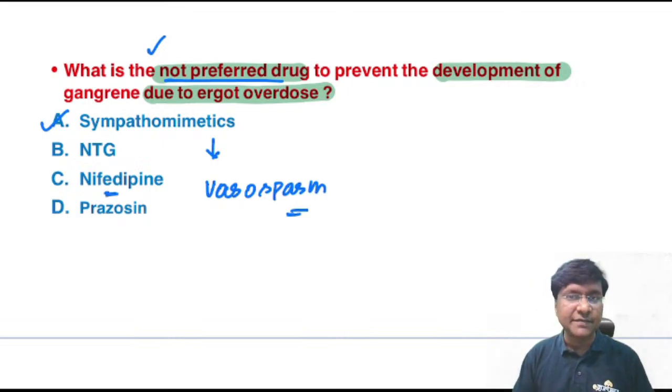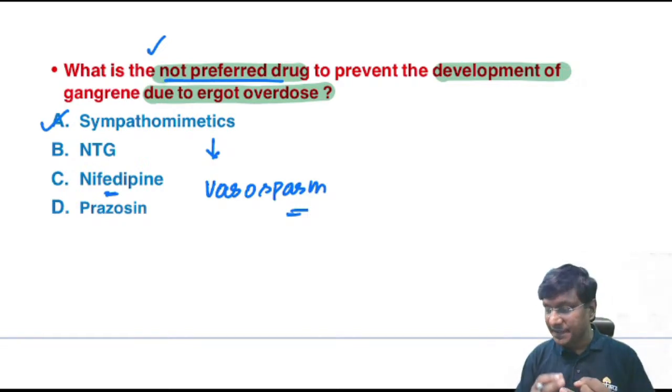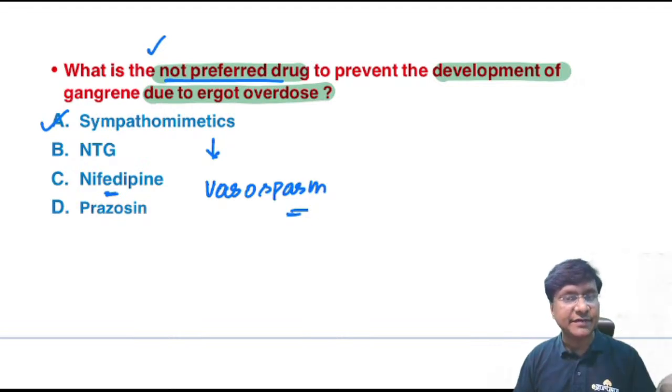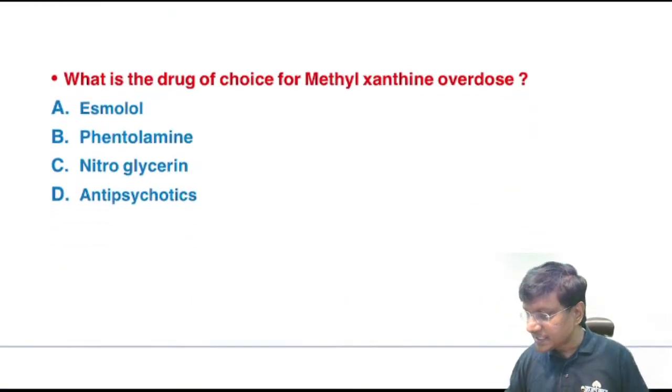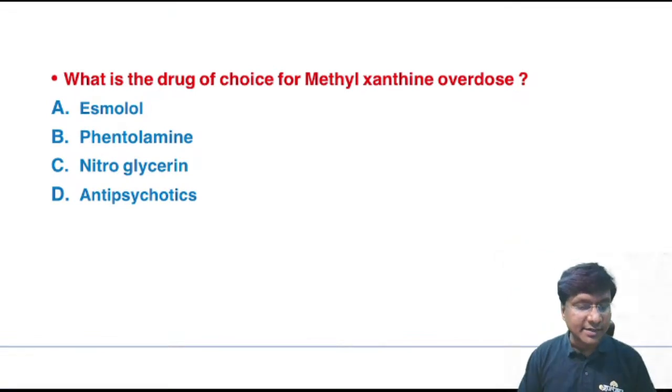Now, what is nifedipine? Nifedipine is a calcium channel blocker, and it can be given because it can inhibit the vasospasm. So nitroglycerin, nifedipine and prazosin can be given to prevent the development of vasospasm and gangrene. But sympathomimetics, if you give, they will further precipitate the vasospasm and induce the development of gangrene in case of ergot alkaloid overdose. This is one of the important PYQs which was asked on drug overdose.